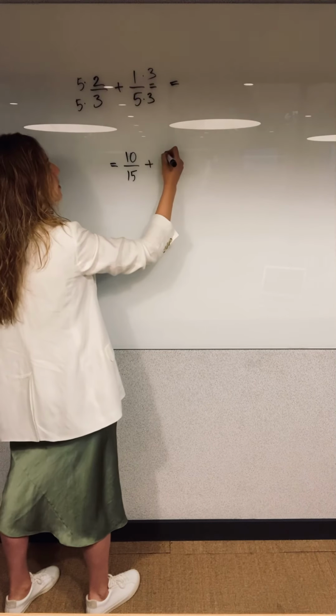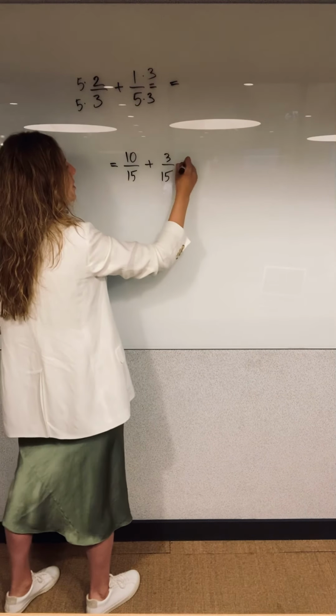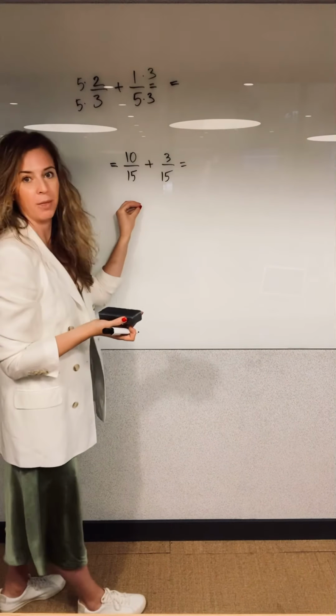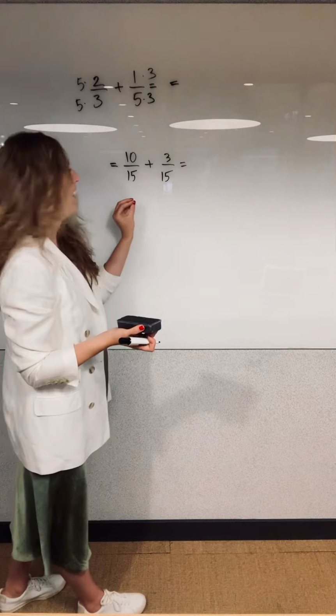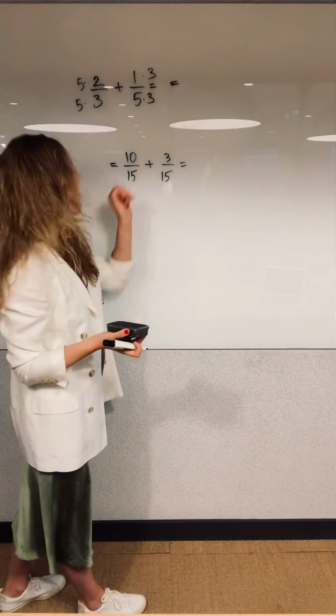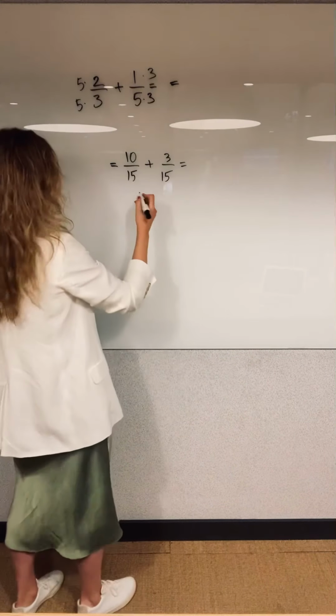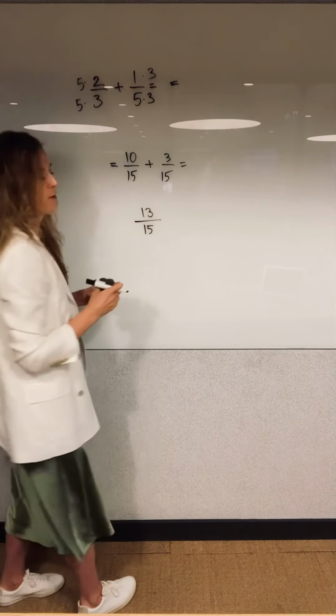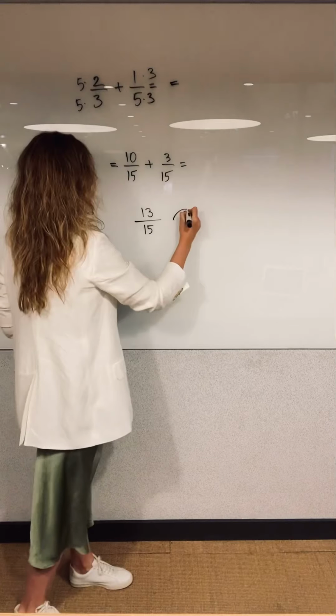So this equals 10/15 plus 3/15. See, now we're talking in the same kind of language. 10 of something, maybe cherries. 10/15 and 3/15. Almost the whole thing. And then we go 13/15.